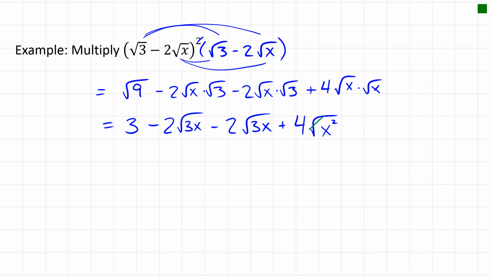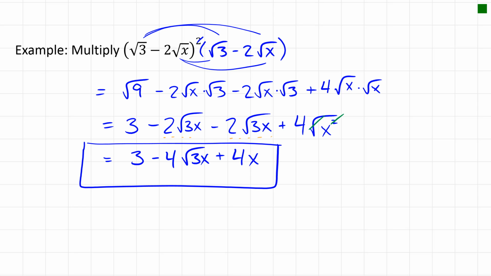And we can see that this radical is going to cancel with the square. So I now have 3 and two like terms, negative 2 root 3x minus 2 root 3x is negative 4 root 3x, and finally plus 4x, since the square root of x squared is just x. So there's my final answer. You could write those terms in different orders. We could have written that as 4x minus 4 square root 3x plus 3. That would have been totally fine as well.